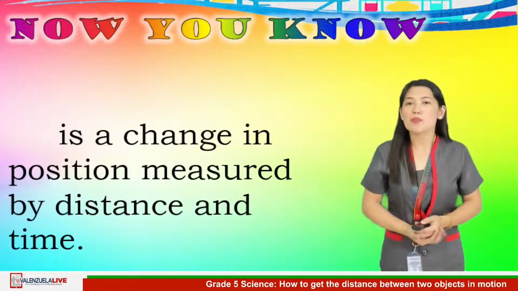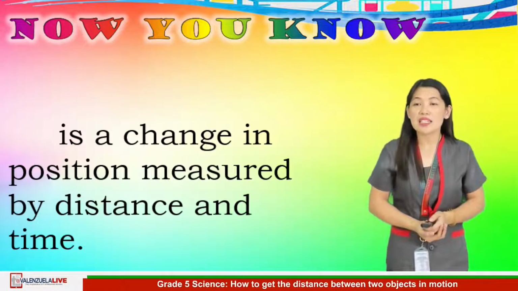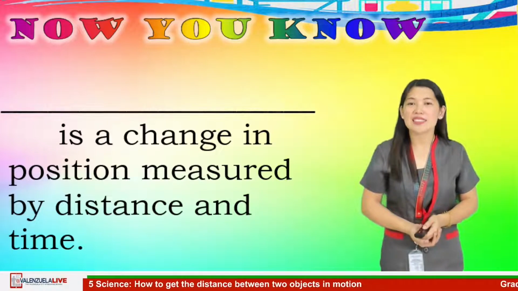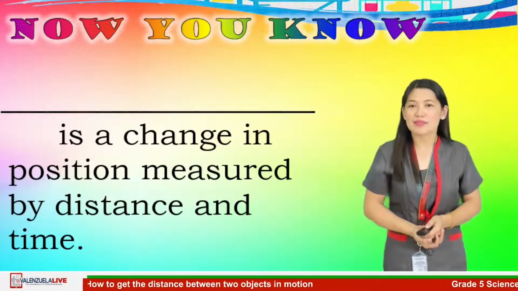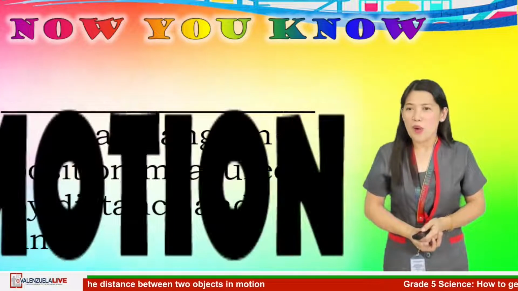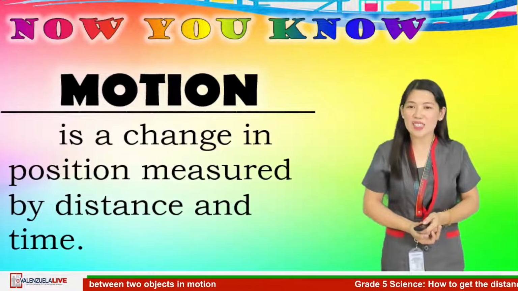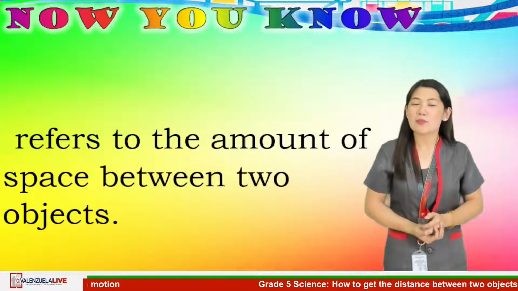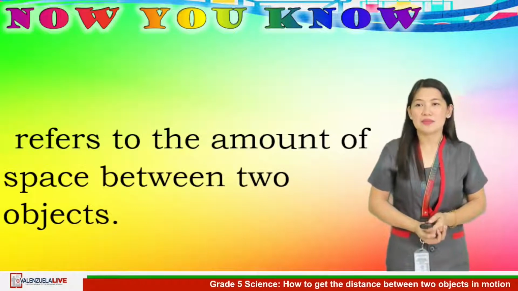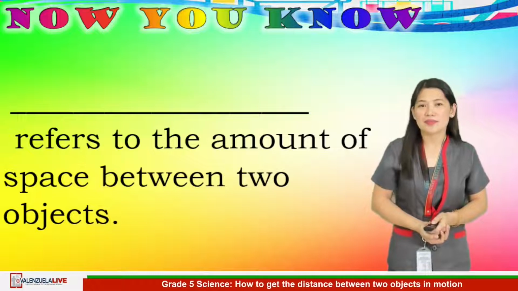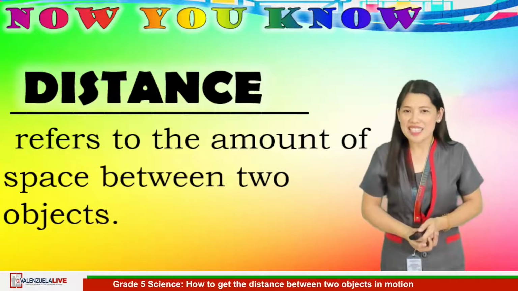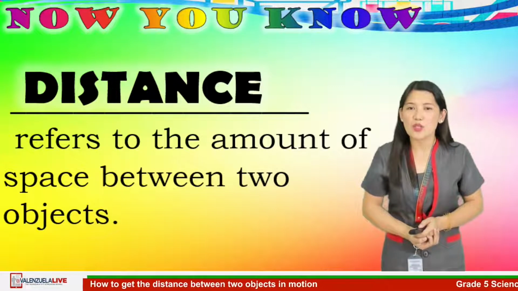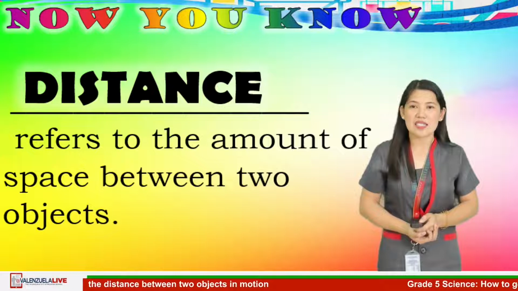It is a change in position measured by distance and time. Type your answer in a comment box. What is your answer? Motion. Amazing. Next question. It refers to the amount of space between two objects. What is the answer? Distance. Very good. And a meter or kilometer is used to measure the distance.